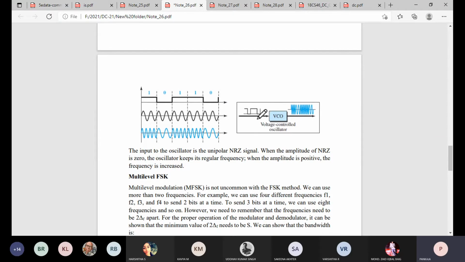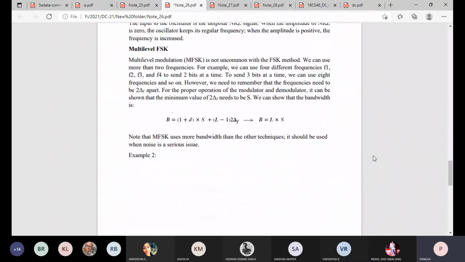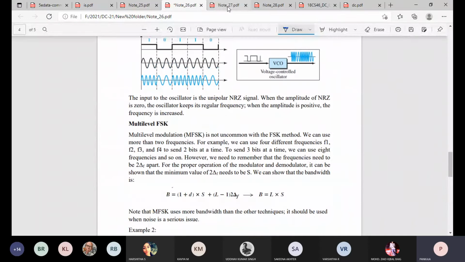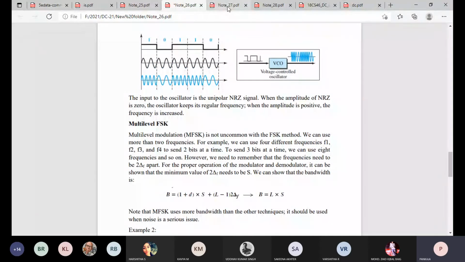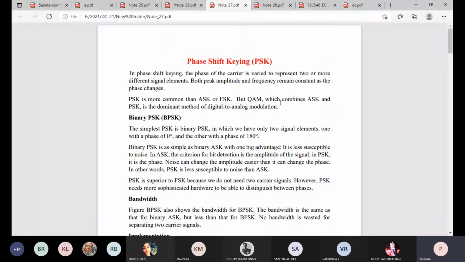You can observe here, if the voltage is positive, it will have the high frequency. If the voltage is 0, it will retain the frequency as it is. That we discussed in the last class. So that's the basics of FSK, where you modulate the signal in terms of different frequencies. We also started with PSK, phase shift keying, where you modulate according to phases. So the data is represented in different phases.